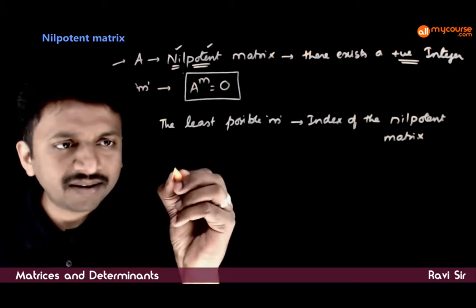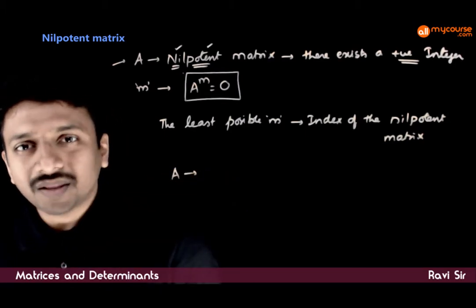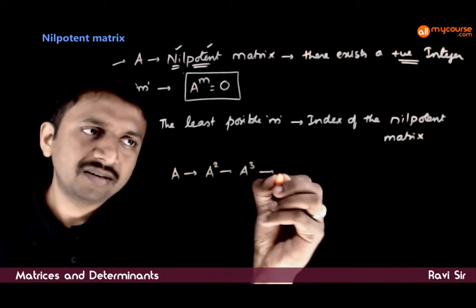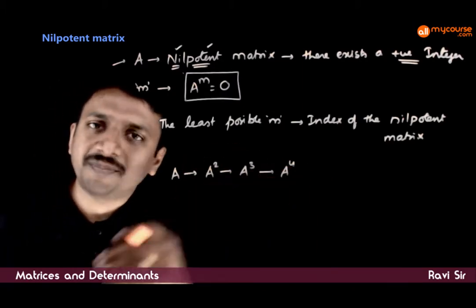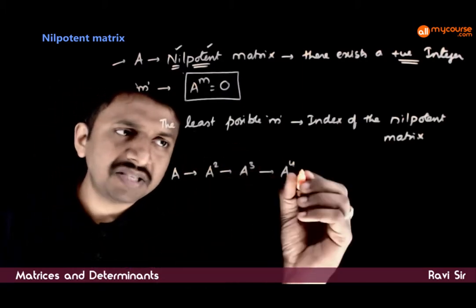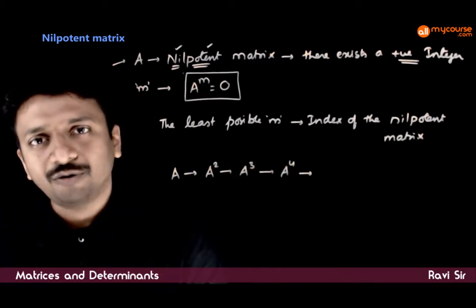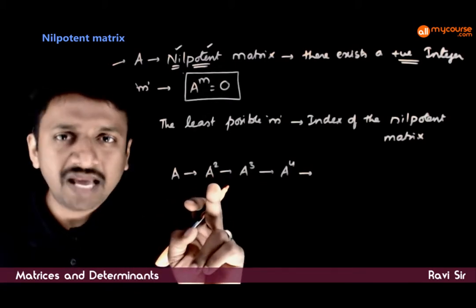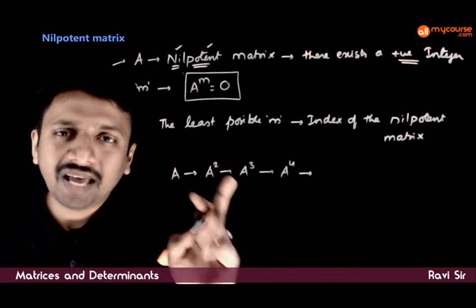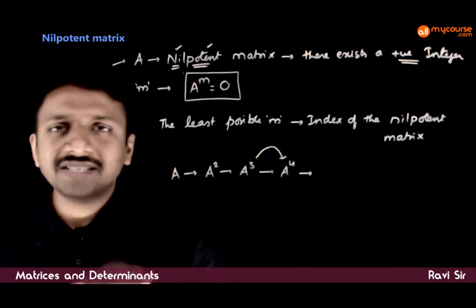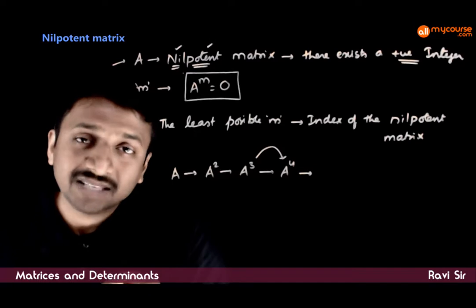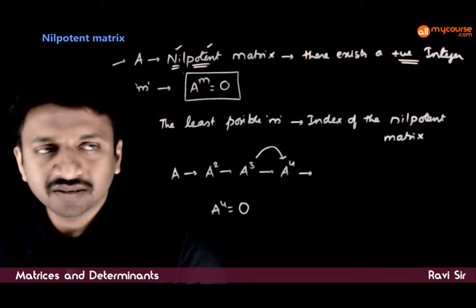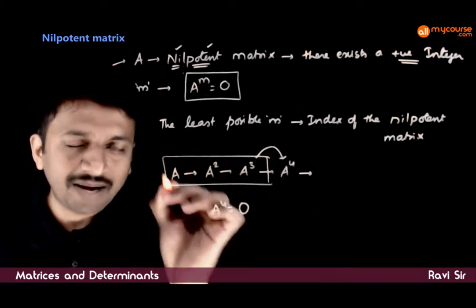That is, if you have a matrix A and you want to check whether it is a nilpotent matrix, you have to go on raising A to higher and higher powers. If at some stage A power something has turned out to be 0. For example, A is a non-zero matrix, A square is again a non-zero matrix, A cube is again a non-zero matrix, but A to the power 4 has become a 0 matrix. Suppose A to the power 4 is a 0 matrix, and A square, A cube are non-zero matrices.